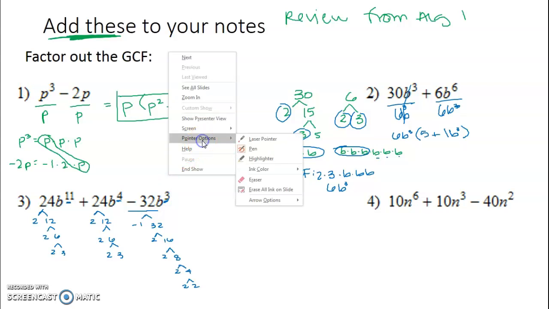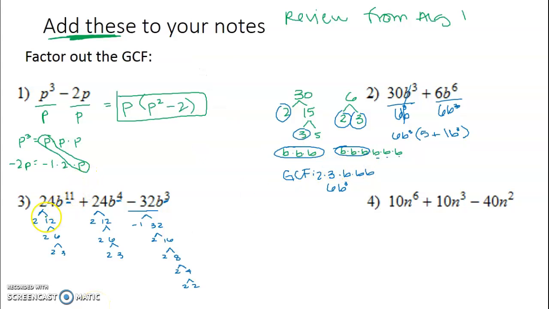So as I look for the GCF, I have a 2 in all of them. I also have another 2 in all of them, and a third 2 in all of them. And then for the b's, they all have at least 3. So my GCF is 2 times 2 times 2 times b cubed, or 8b cubed. So I'm going to divide each of these by 8b cubed.